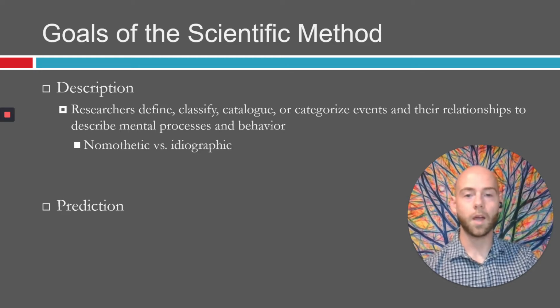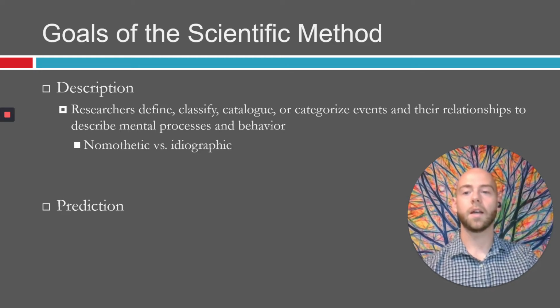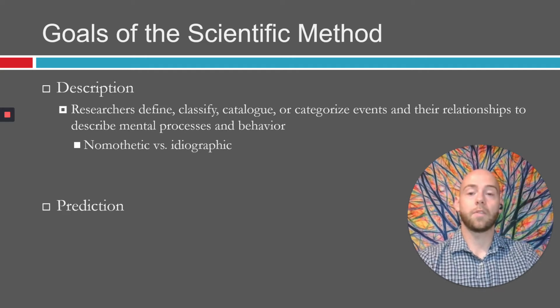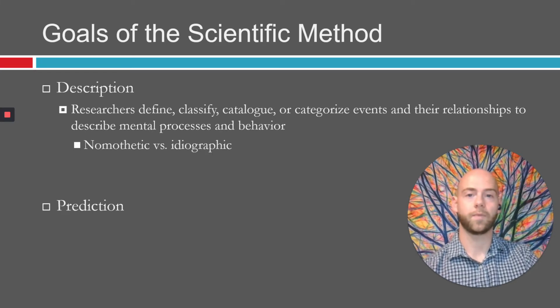Some differences here in types of description. Nomothetic versus idiographic basically means groups versus individuals. So nomothetic, are you describing groups, like let's say with a census, or idiographic, are you describing the behavior of, let's say, one patient in a case study or something like that.